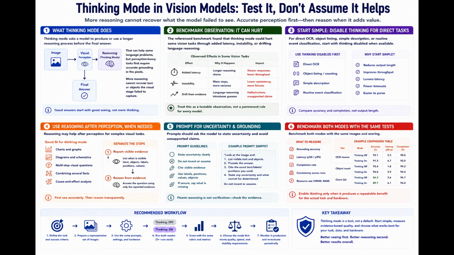The reference benchmark found that thinking mode could hurt some vision tasks through added latency, instability, or language reasoning that drifted away from visible evidence. Treat that as a testable observation, not a permanent rule for every model.